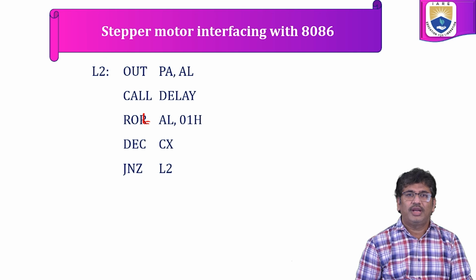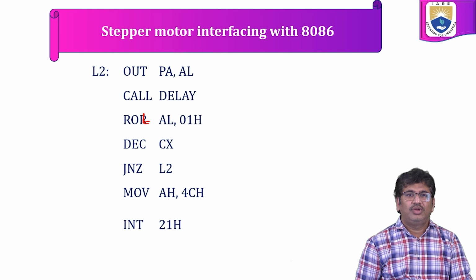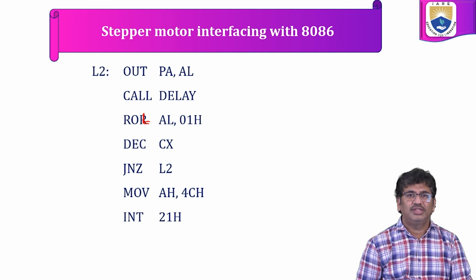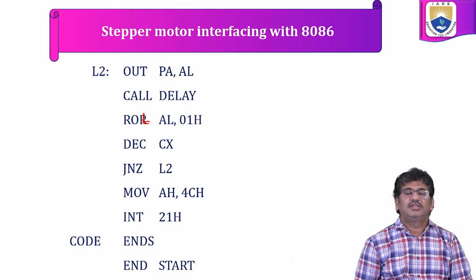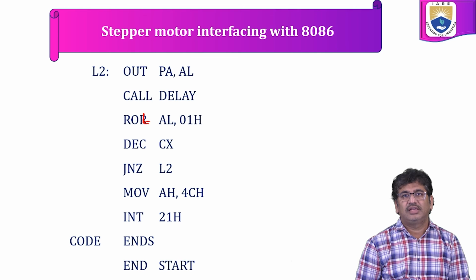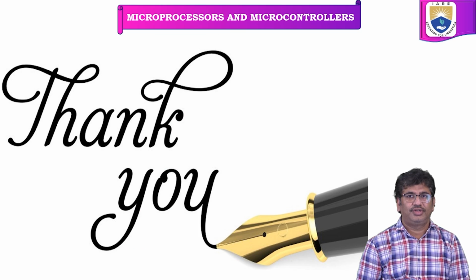Then we can terminate the program by writing MOV AH, 4CH. Then INT 21H, end the code segment by using the directive code ends. To end the program, we will write end start. So this is the program for rotating the stepper motor both in clockwise as well as anti-clockwise, 5 rotations each. If you want to vary the rotations, we have to change the CX value. Then depending upon the windings, we have to go for either left shift or right shift.